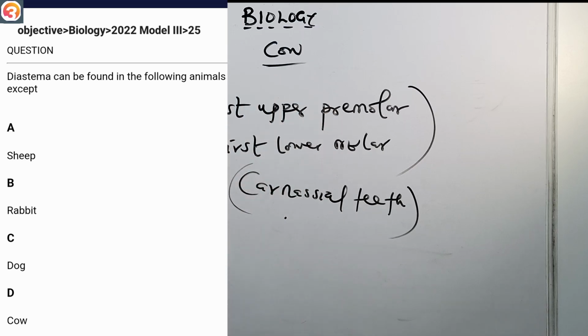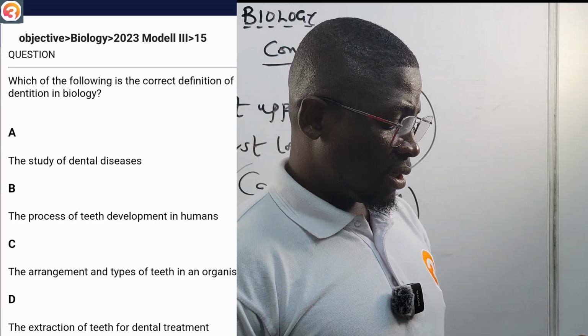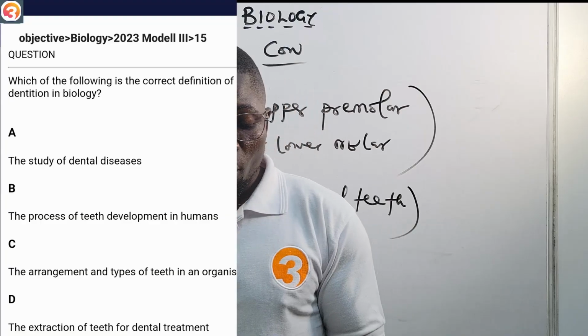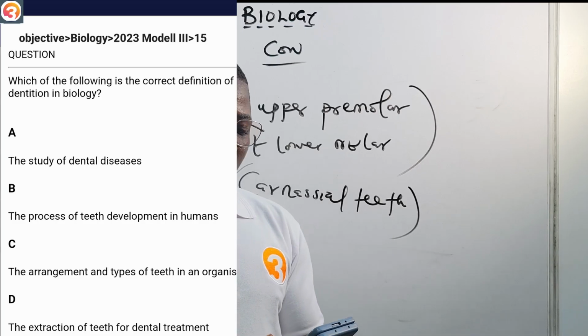Now, 2023 number 15 says, which of the following is the correct definition of dentition in biology? A says the study of dental diseases. B says the process of teeth development in humans. C says the arrangement and type of teeth in an organism. D says the extraction of teeth for dental treatment. The correct answer there is option C, the arrangement and the types of teeth that are present in an organism.